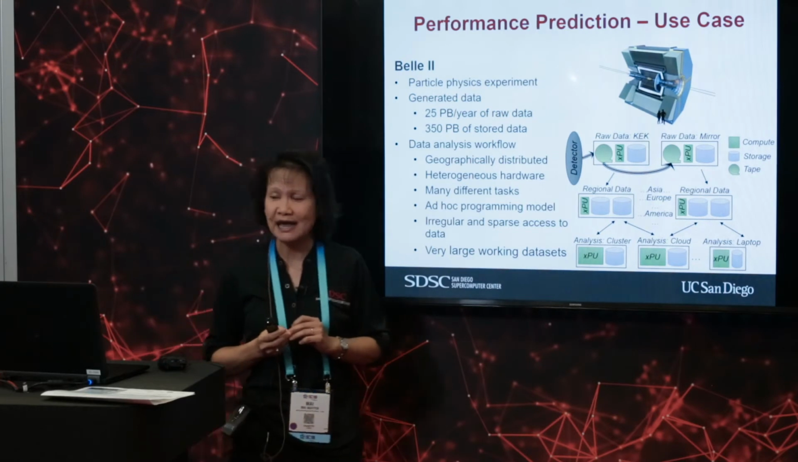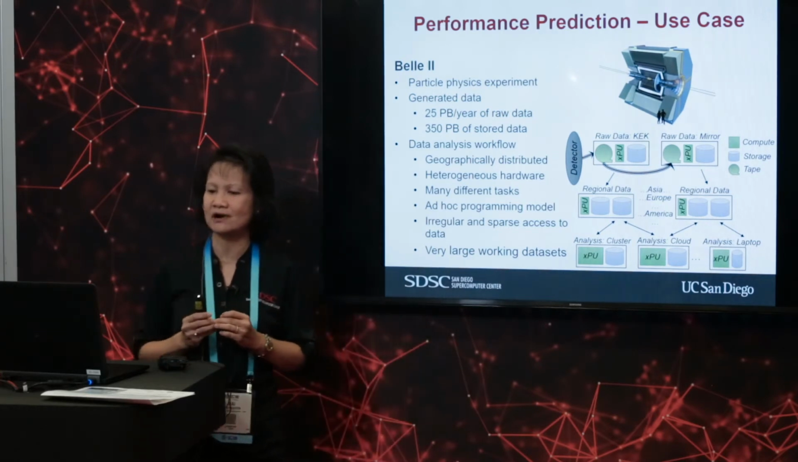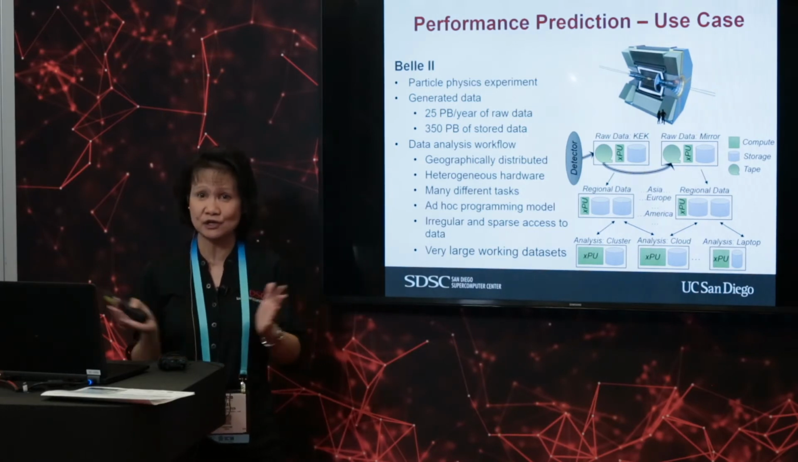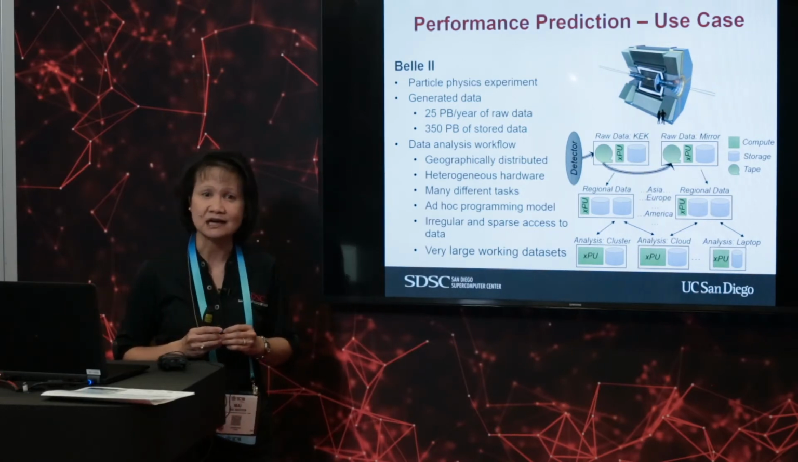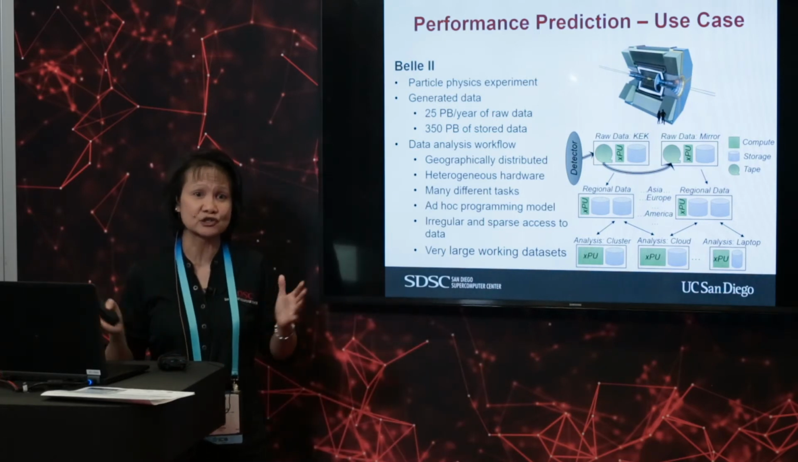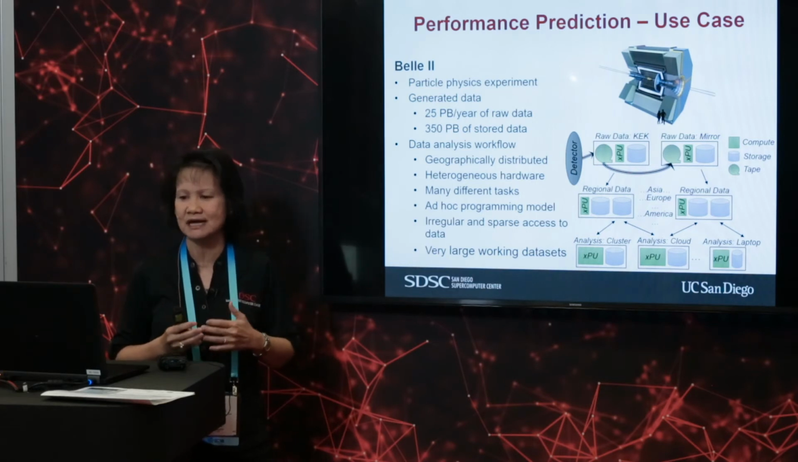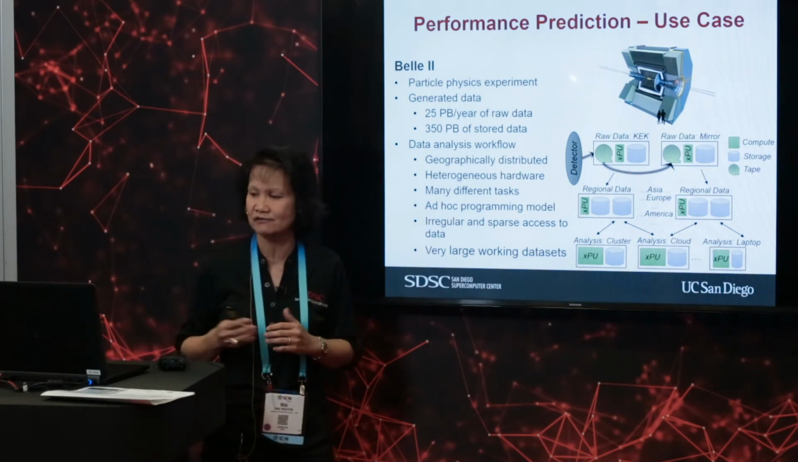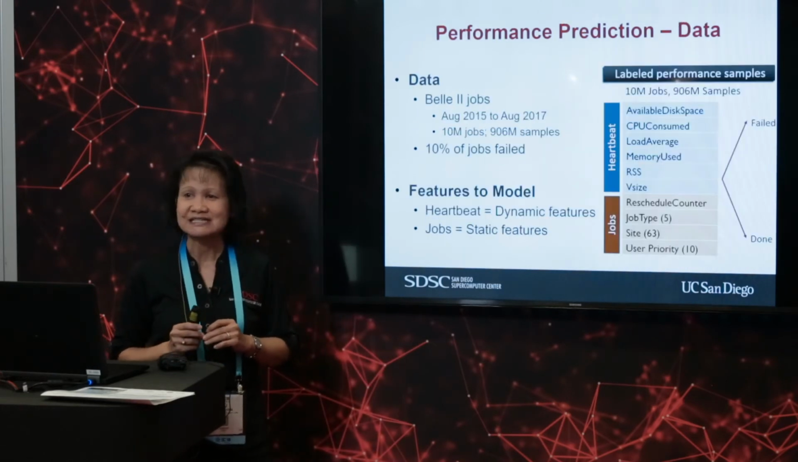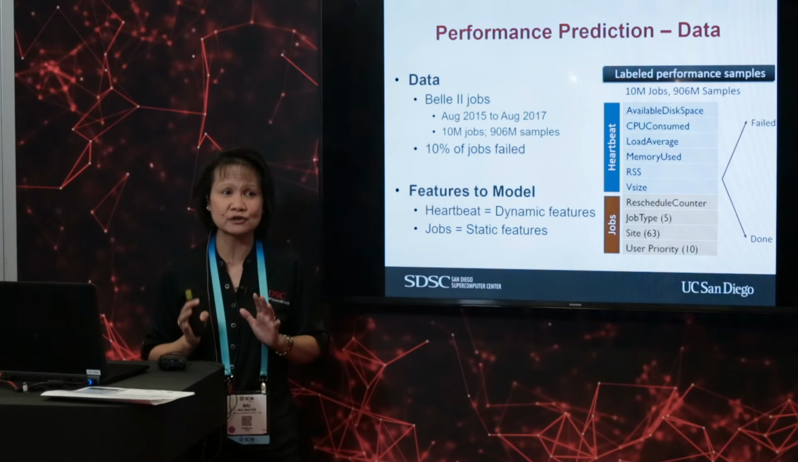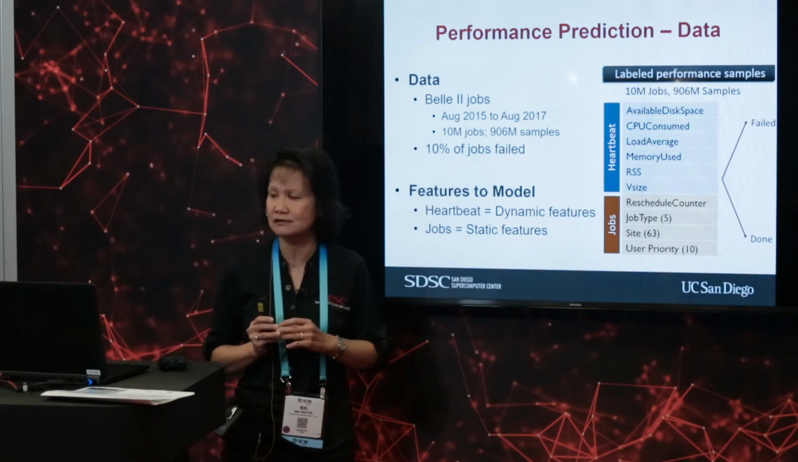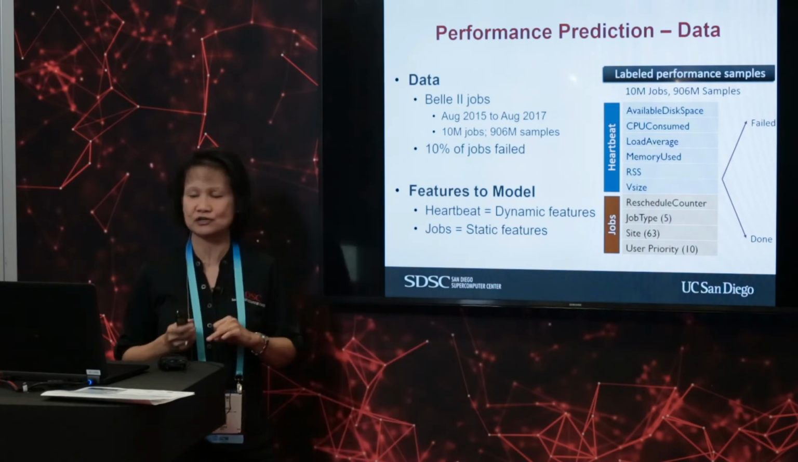For this work, we look at computer jobs from the Belle II experiment, which is a particle physics experiment. This generates a huge amount of data, and it has a lot of really complex data analysis workflows involving geographically distributed researchers as well as resources, lots of different types of hardware and software, and of course, very large working data sets. So the data that was analyzed consists of 2 years' worth of Belle II jobs. And the features that are input to the model capture the static and dynamic characteristics of these jobs.